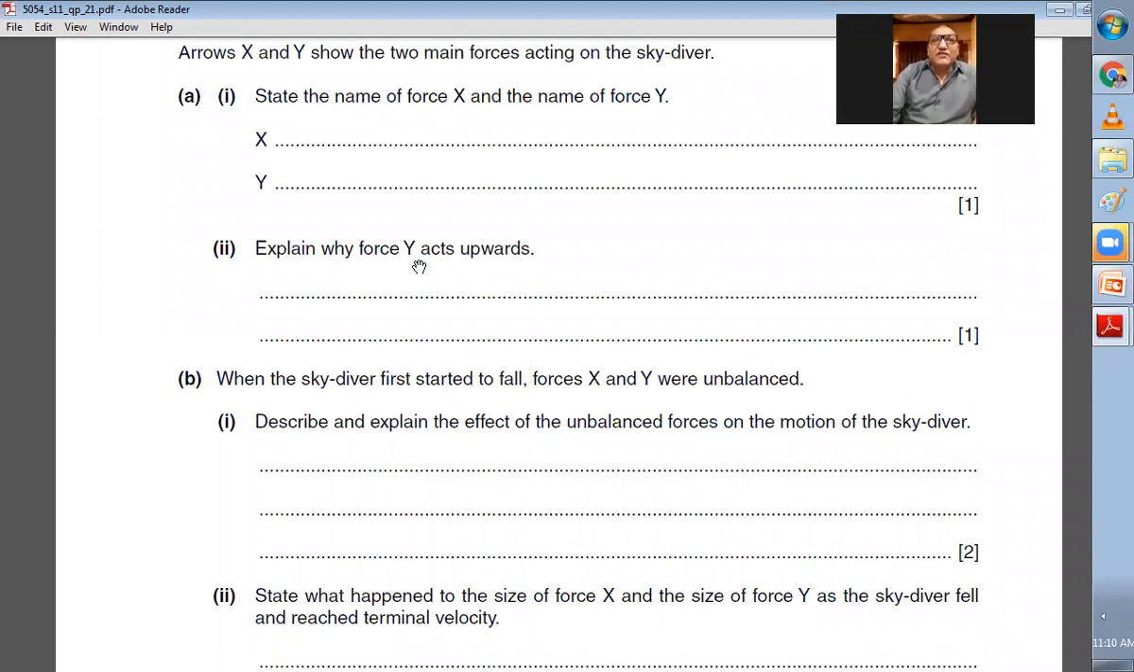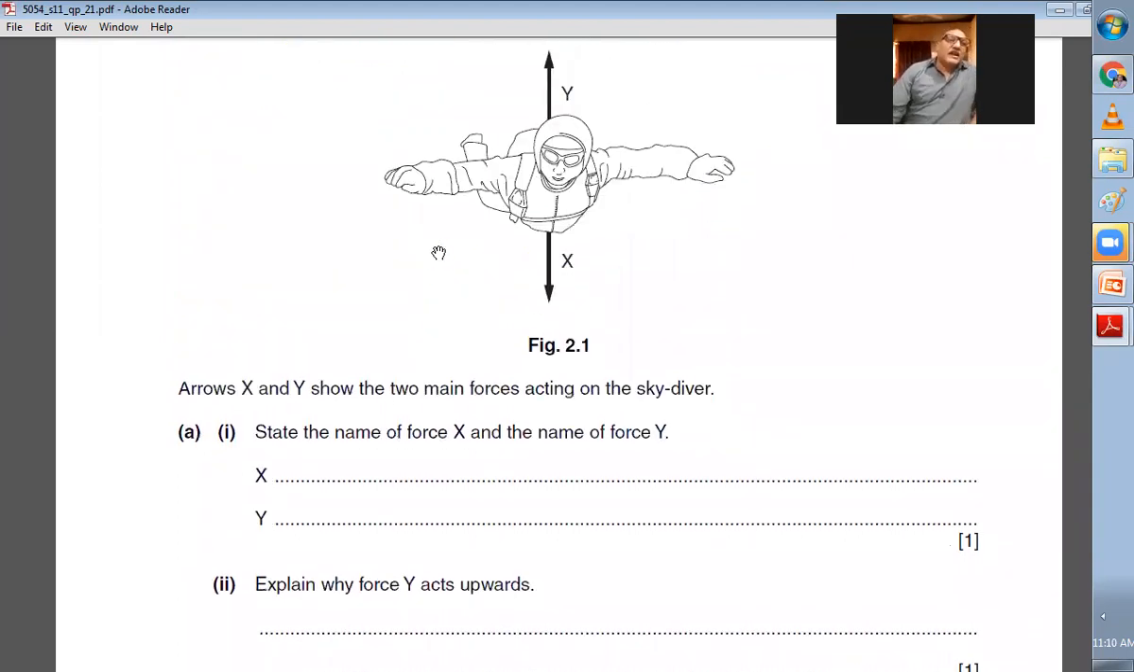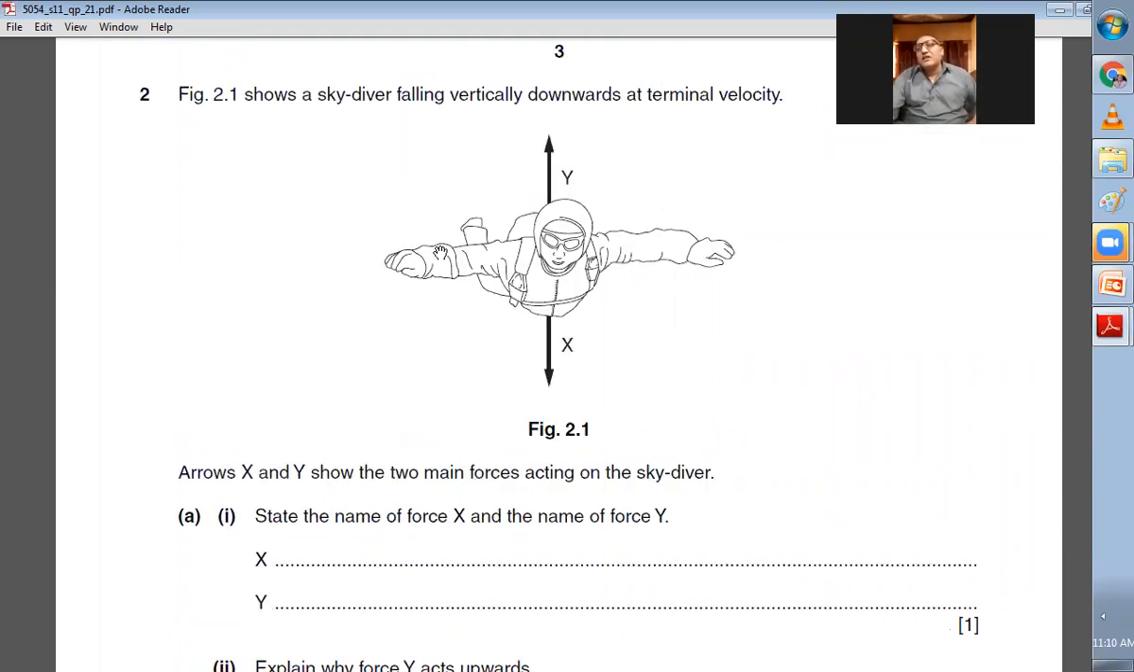Explain why the force Y acts upward. This is a 1 mark question. The force Y is air resistance, and air resistance is basically a resistive force. Because it's a resistive force, it opposes your motion. So if you are falling downward, the direction of the air resistance will be opposite to your motion. It will be in the upward direction because it is opposing your motion.